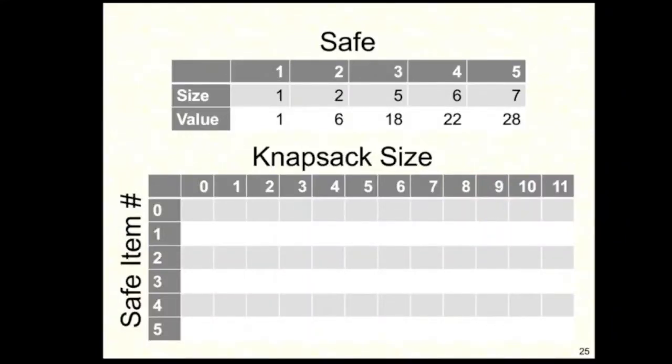Our 2D memo. Here's our table of items. Now, the safe item number over on the left. Mostly what this means is, which item am I thinking of stealing?